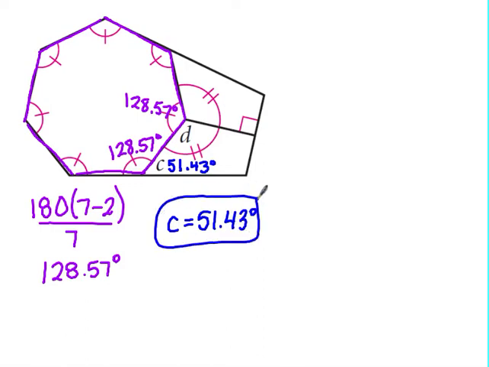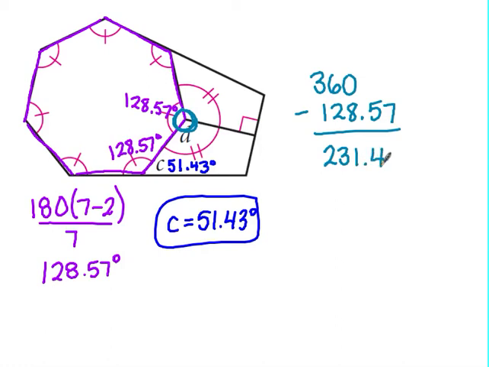Now I need to find what D is. Let's see. What do I know I have right here? 360 degrees. I have a circle, correct? And I've already used how much of that? 128.57. What does that leave me with to split between the remaining two angles? So I have 231.43 degrees to split between here and here.